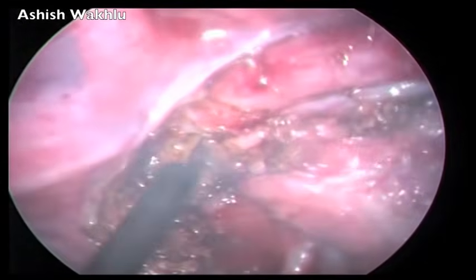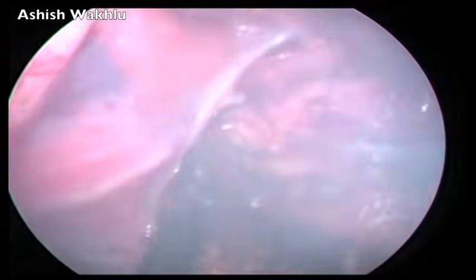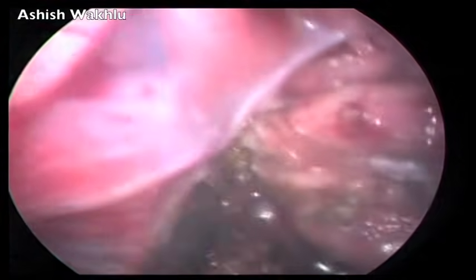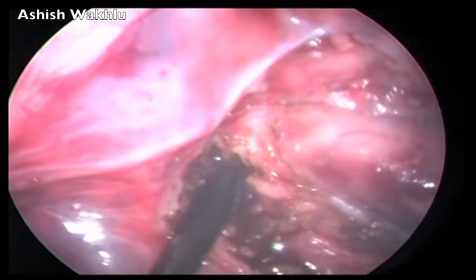So here we have entered the lumen of the rectum, and once this is done, the walls can be divided individually, little by little, taking care to preserve the adjacent structures.